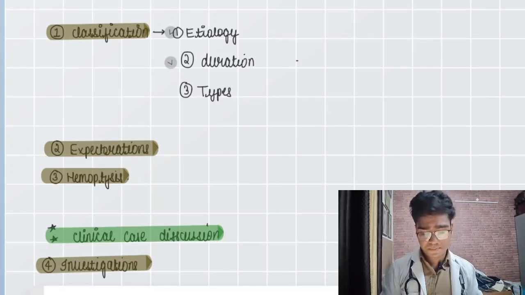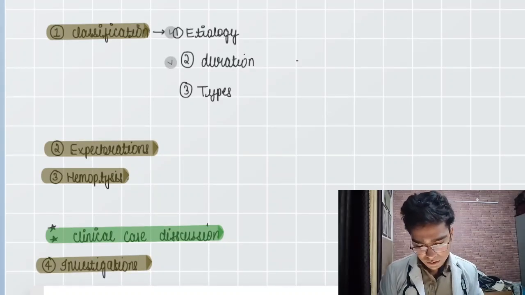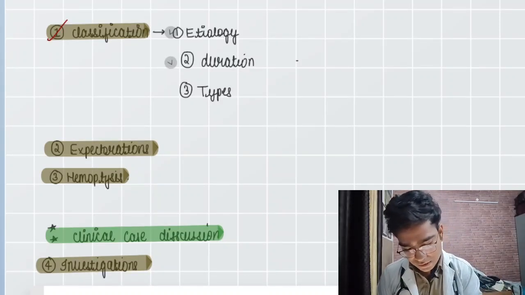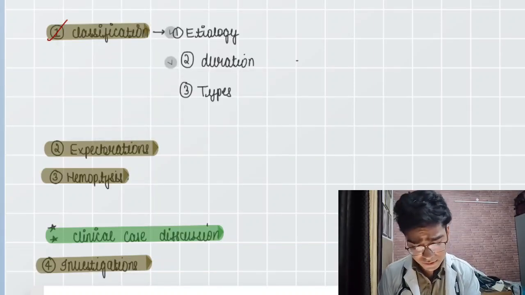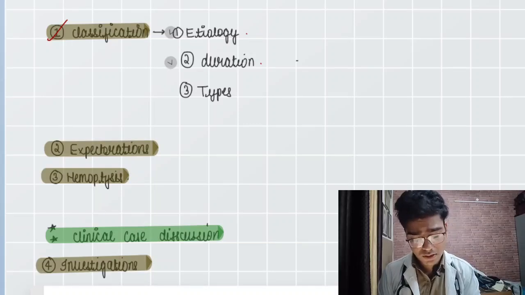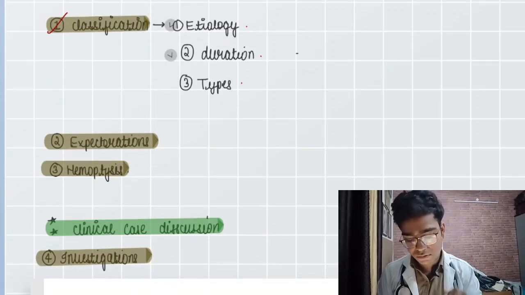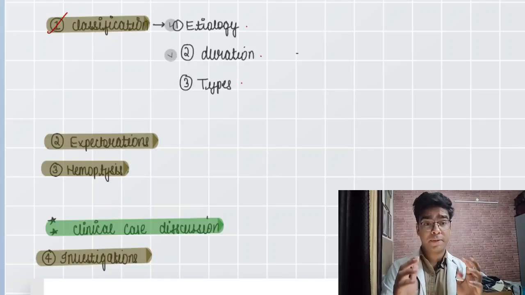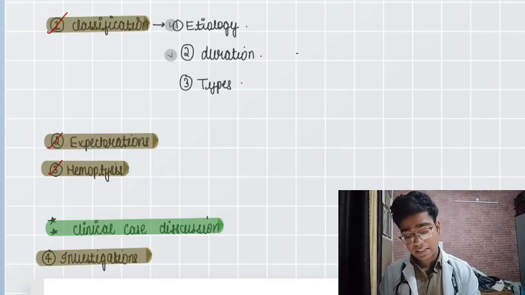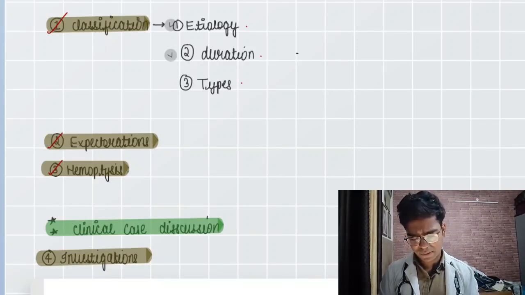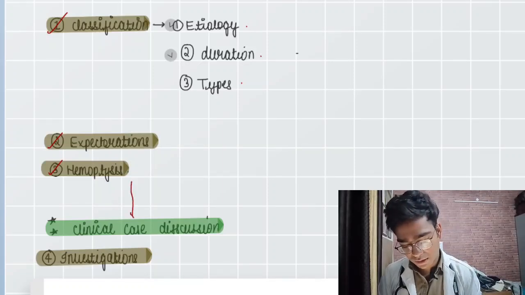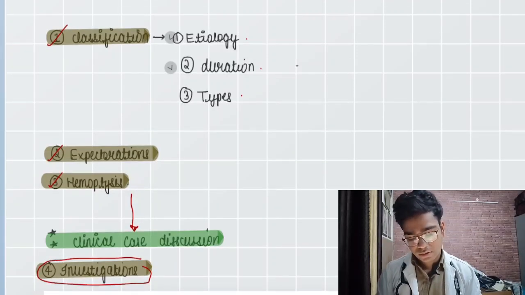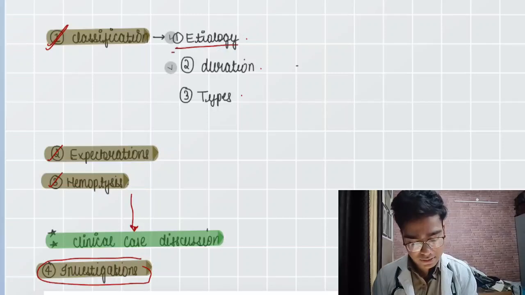Okay, so let's start the video. We would like to discuss firstly the classification. Then classification is also further divided on the basis of etiology, duration or type. Then we would like to discuss various kinds of expectorations. Then the hemoptysis, it's a kind of expectoration only. Then after discussing all the 3 points, we would like to take a clinical case and see what all investigations we can do. So first we have to see the classification.